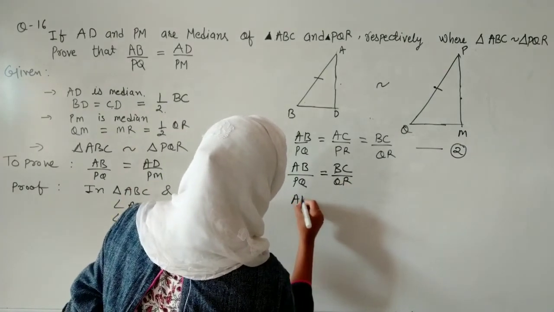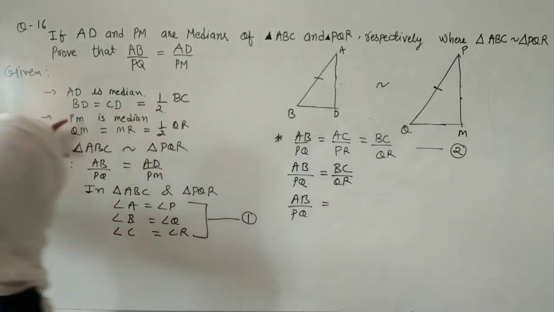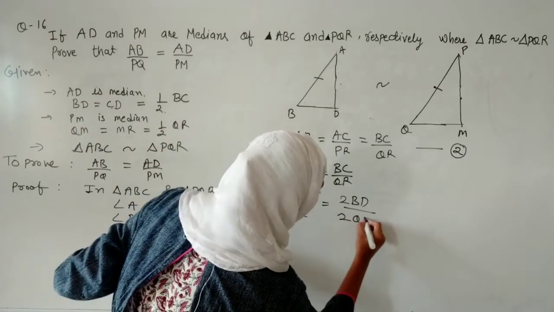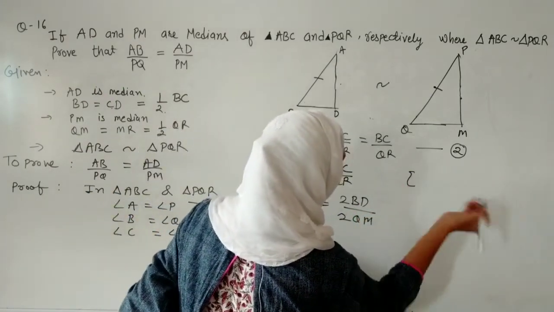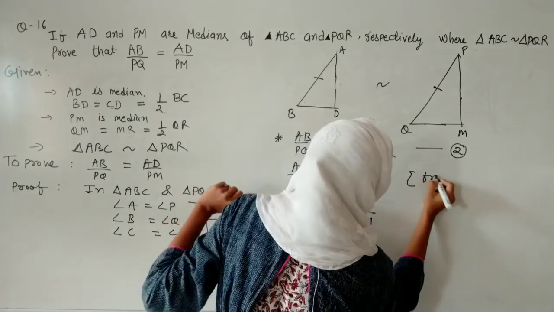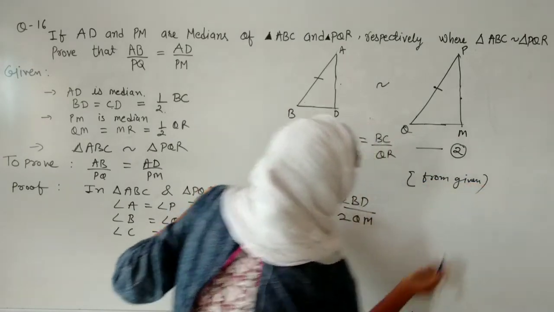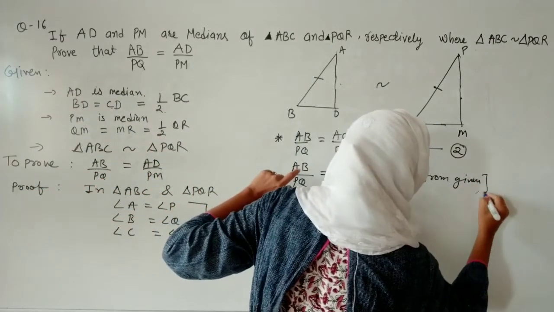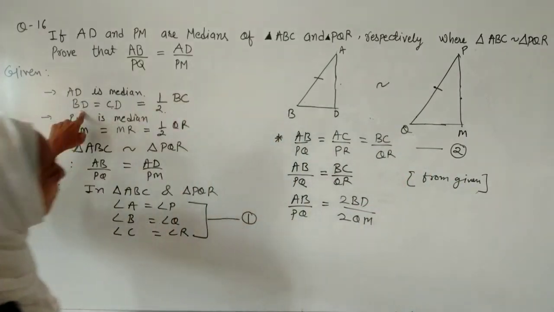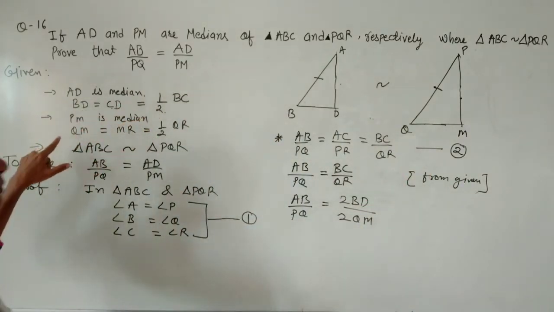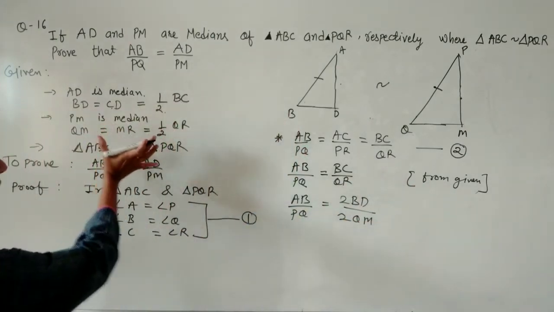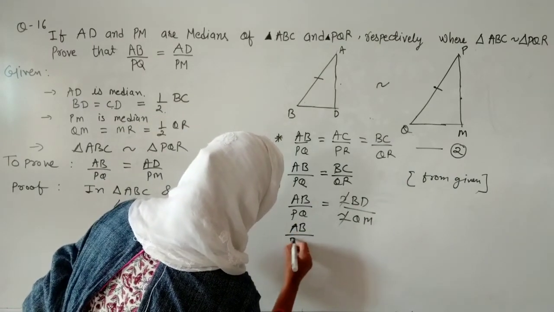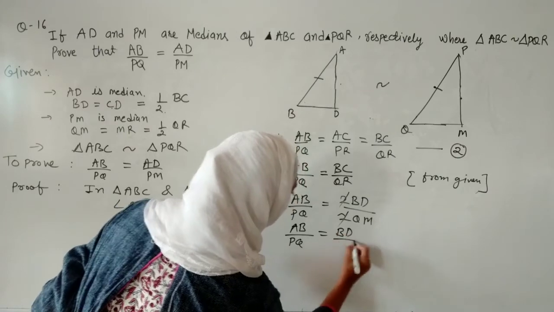So in brackets I will write AB by PQ, and that will be equal to what? 2 times BD by 2 times QM. And how did we write this? In brackets we will mention "from given". If you have mentioned it in the given, you can write "from given". If you are not mentioning it over here, you can write the whole thing, the same thing, BD is equal to CD and so on. But I have mentioned it in the given, so I am writing "from given". We will reduce it. So what did we get? We got AB by PQ is equal to BD by QM.